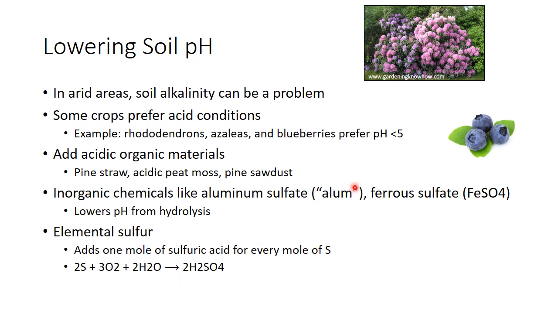So alum, ferrous sulfate, and elemental sulfur, those are all things that we can apply to the soil to lower the soil pH, if, say, you wanted to grow blueberries in a Kansas soil that formed from limestone. So it is possible, but usually not at a large scale, because these materials do cost a lot, but it is possible.